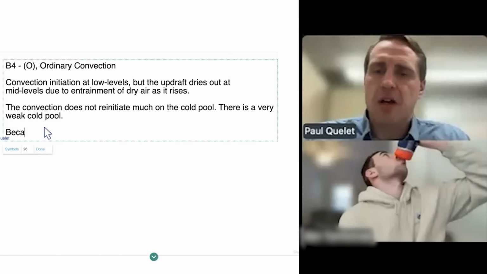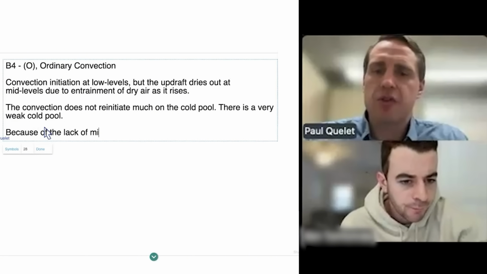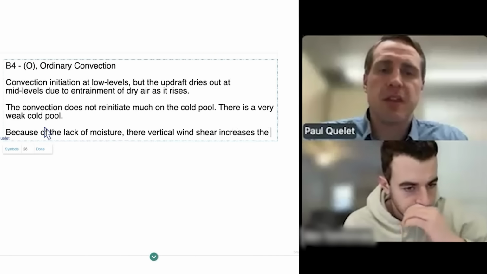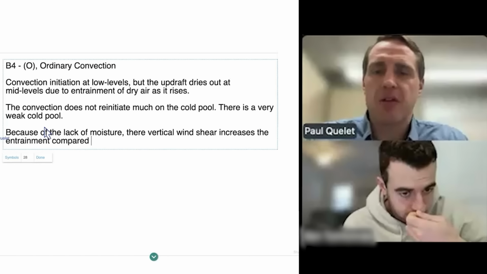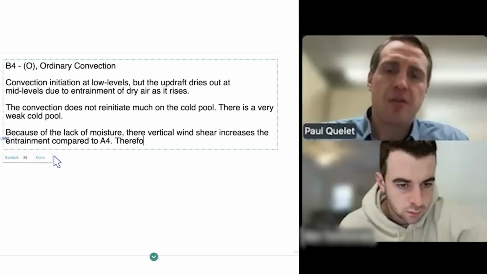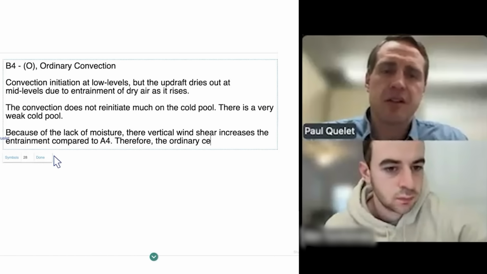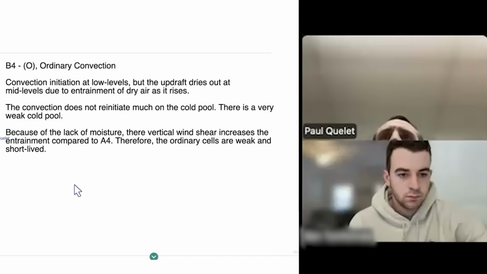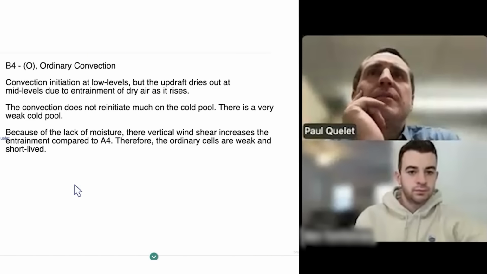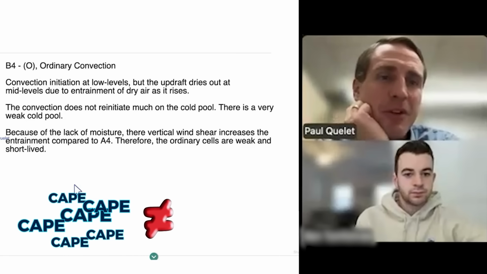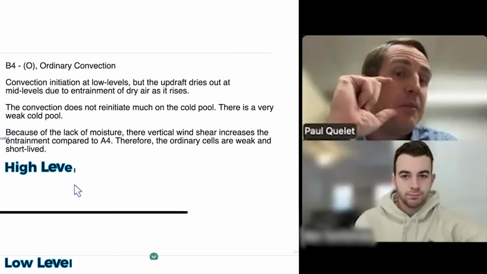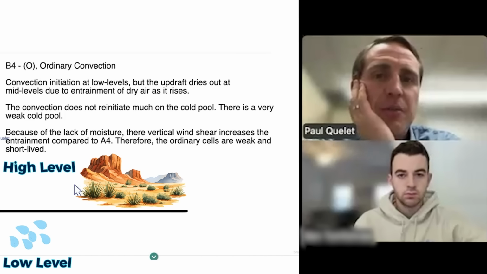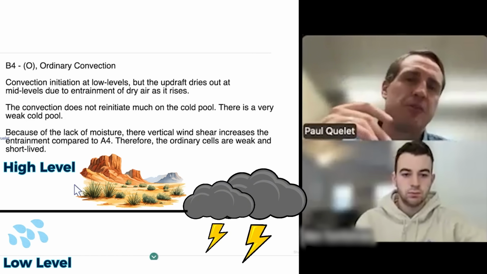And then because of the lack of moisture, the vertical wind shear increases the entrainment compared to A4. Therefore, the ordinary cells are weak and short-lived. The recipe here is kind of important. Just because you have a lot of CAPE doesn't necessarily mean you're going to get a storm. If you have only a little bit of moisture at low levels and it's very dry at upper levels, the storm will initiate, but it'll just peter out pretty quick.